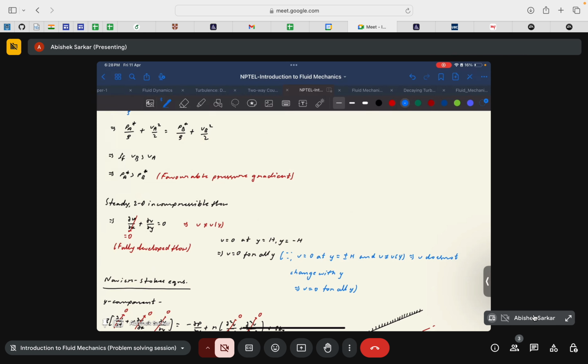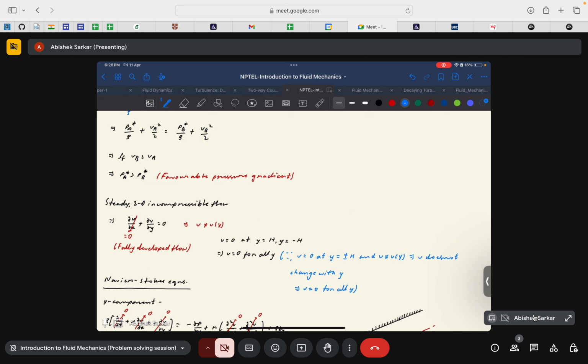So if we consider a steady 2D incompressible flow, we will have the continuity equation as ∂u/∂x + ∂v/∂y = 0. I'm not explicitly saying that the v component is 0, but you will see how it becomes 0. If you just think, it is basically because of the boundary conditions.